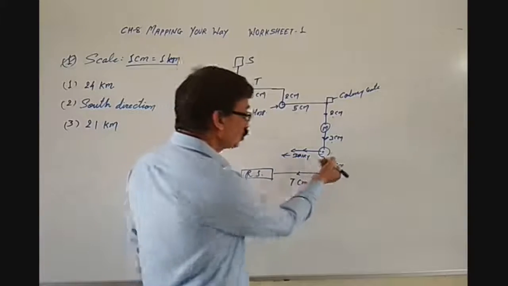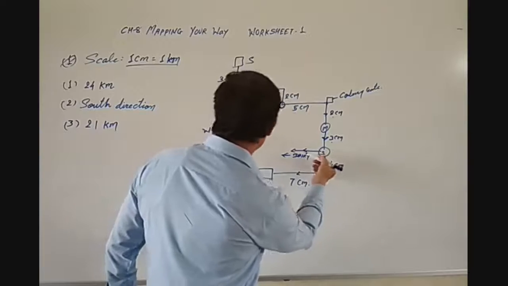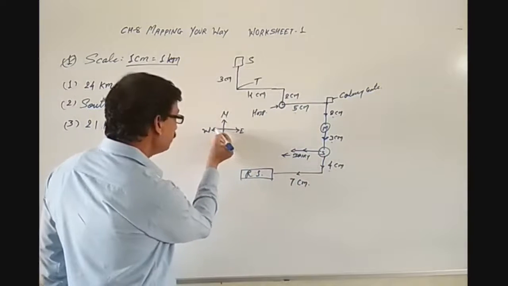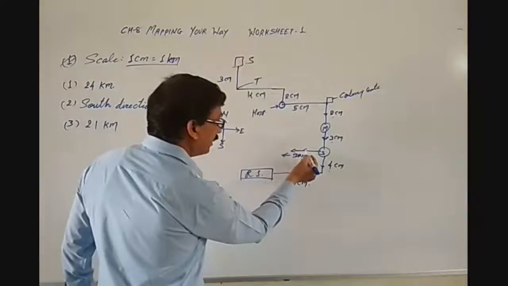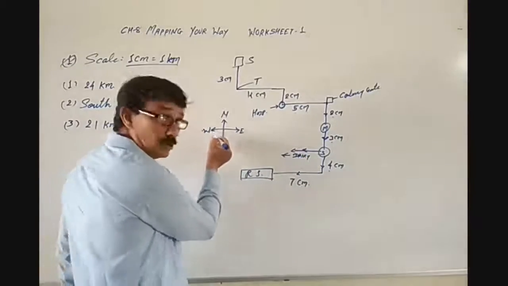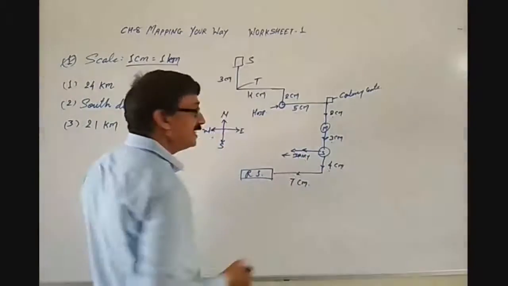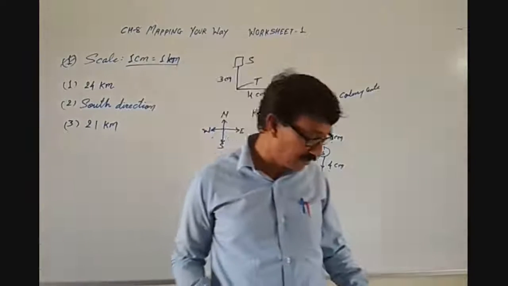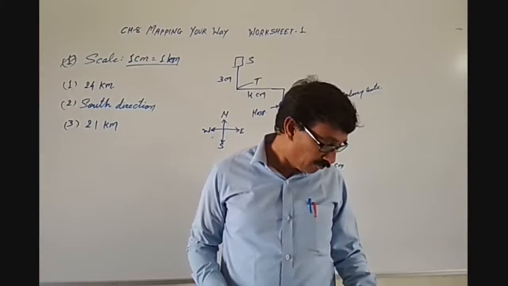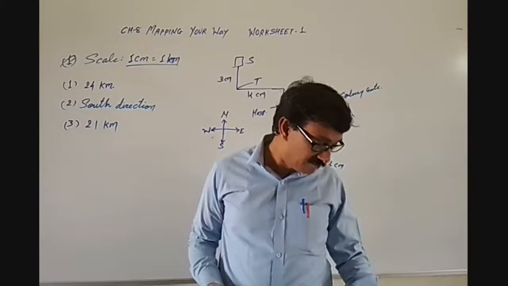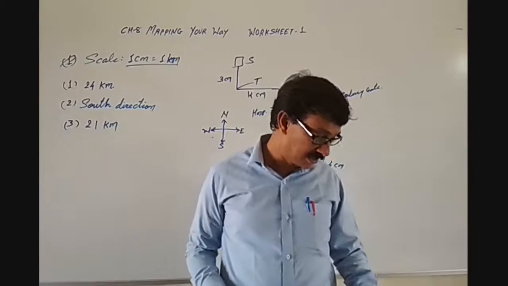Delhi in this direction from school. Now in this direction you can see the arrow. Here the arrow and next the arrow. So from school the Delhi is in the south direction, isn't it? If you go to Delhi from school, in which direction?